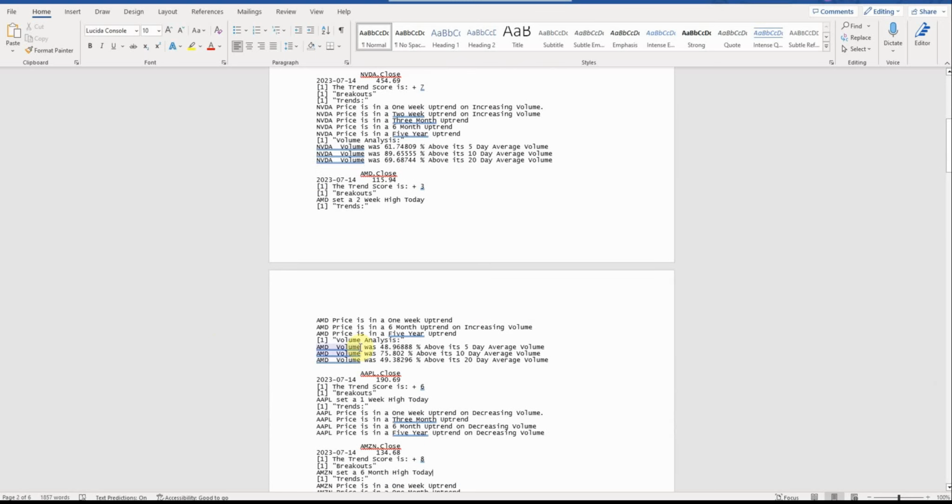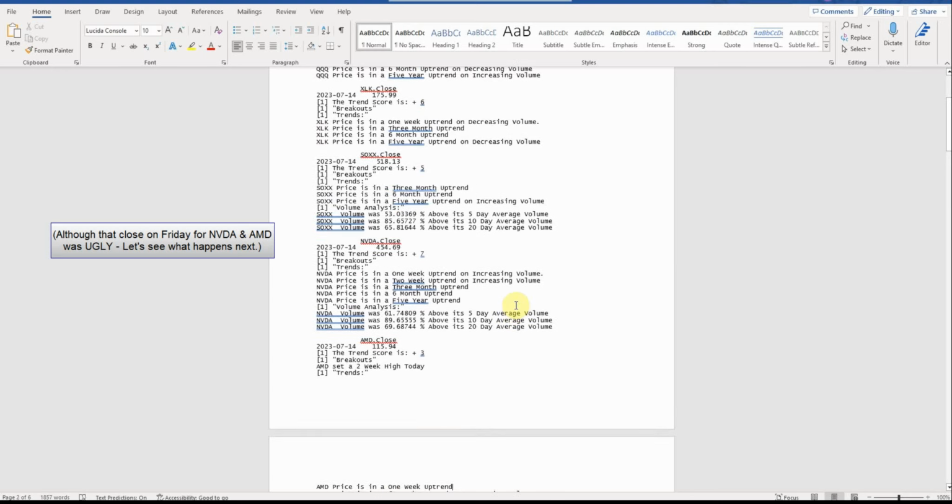For example, right now AMD is in a 6-month uptrend on increasing volume, which tells me that overall bulls are still in control. Although AMD may look kind of neutral and look like it's just going sideways, the current trend is showing that AMD is in a bullish uptrend right now, right?